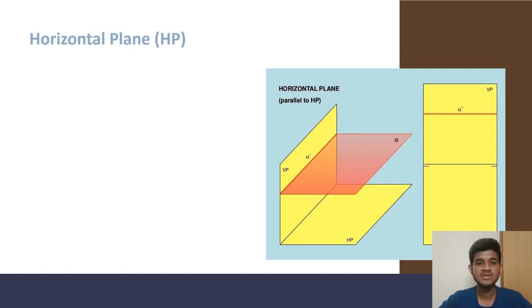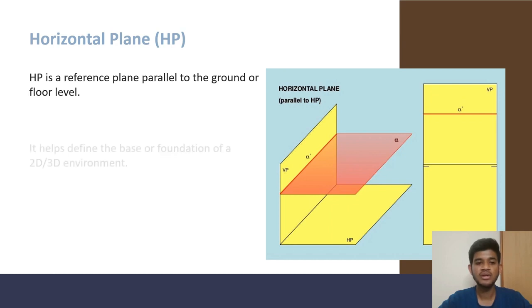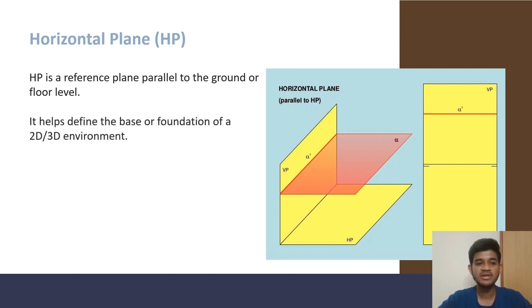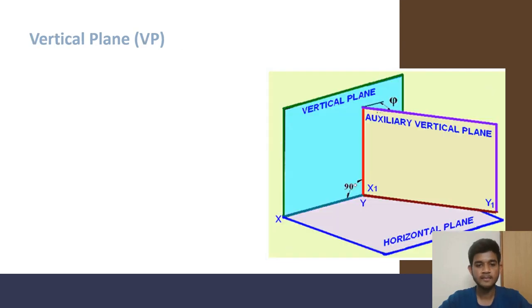Now let us see the horizontal plane, that is HP. HP is a reference plane parallel to ground or floor level. It helps define the base or foundation of a 2D and 3D environment. Objects placed on HP appear flat and do not have any depth.